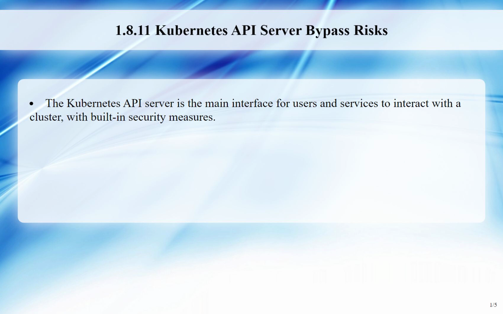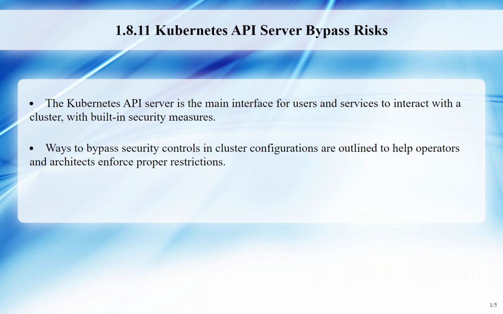The Kubernetes API Server is the primary interface for external users and services to interact with a cluster. It has built-in security controls such as audit logging and admission controllers. However, there are methods to bypass these controls by modifying the cluster configuration or content.